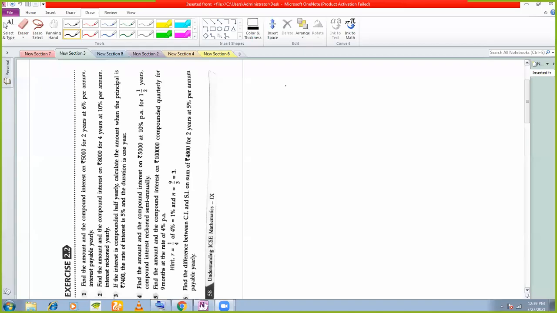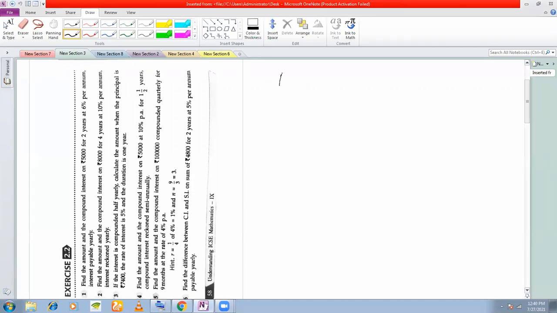Then the formula for compound interest, that is A, the amount after n years. If you invest a principal of P at the rate of R% per annum, then you get an amount A after n years. So A is the amount after n years.